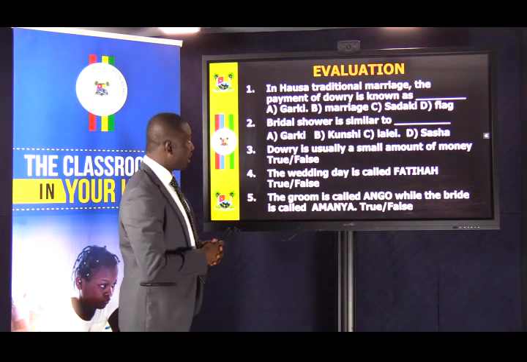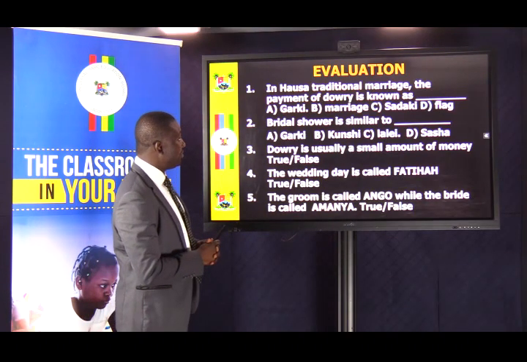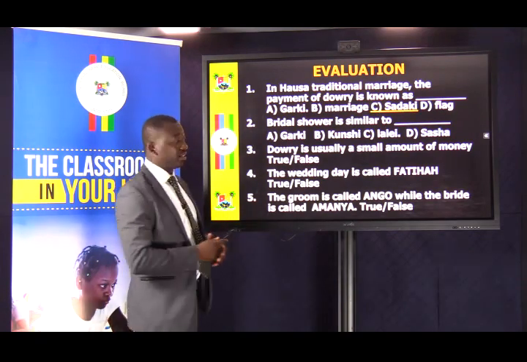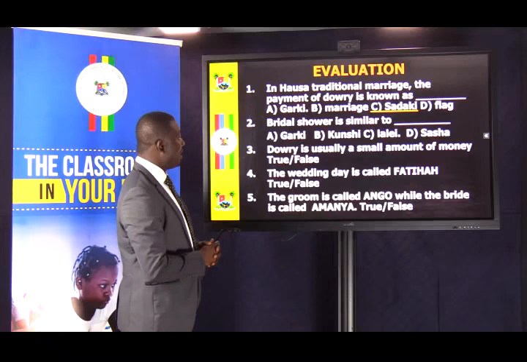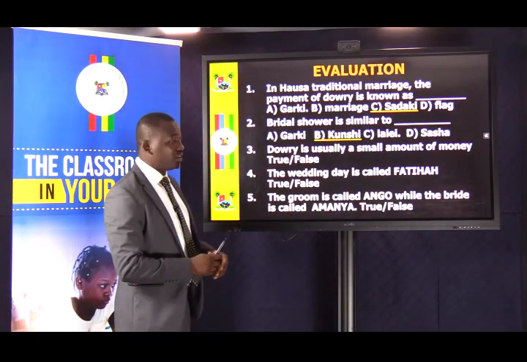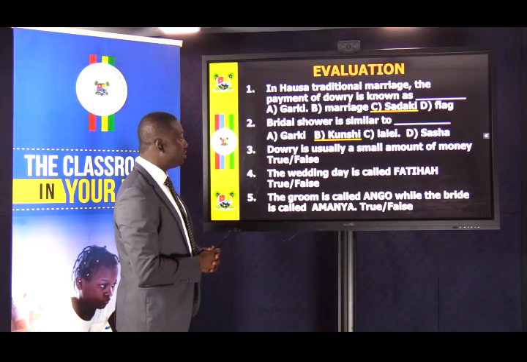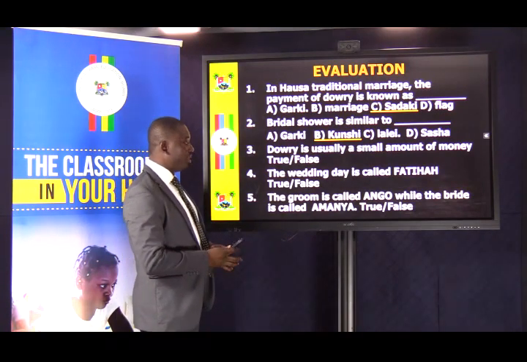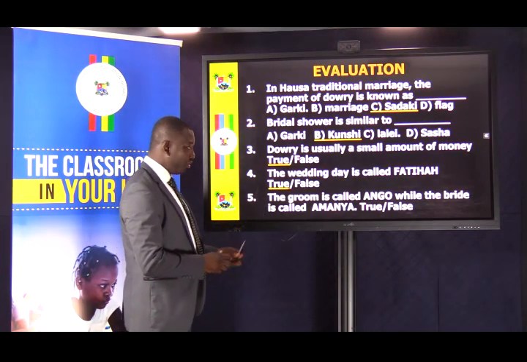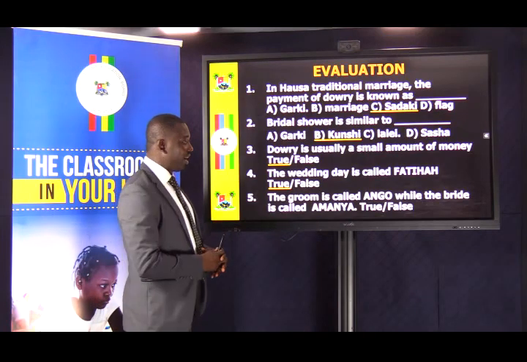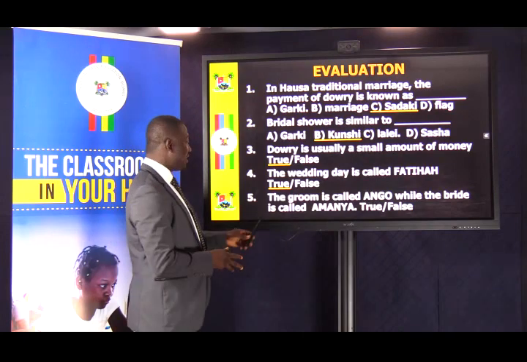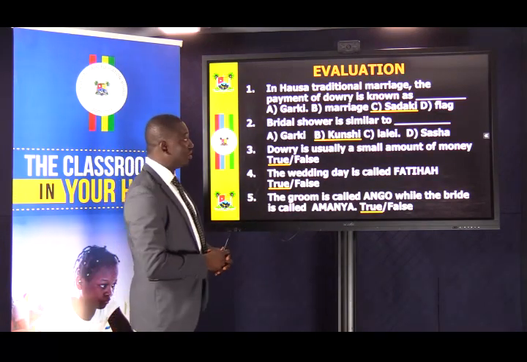Number 1, in Hausa traditional marriage, the payment of dowry is known as sadaki. Number 2, bridal shower is similar to kunshi. Number 3, dowry is usually a small amount of money, which is true. The wedding day is called Fatia, which is true. The groom is called Ango, while the bride is called Amaya. Is that a true statement? Yes, it is a true statement.